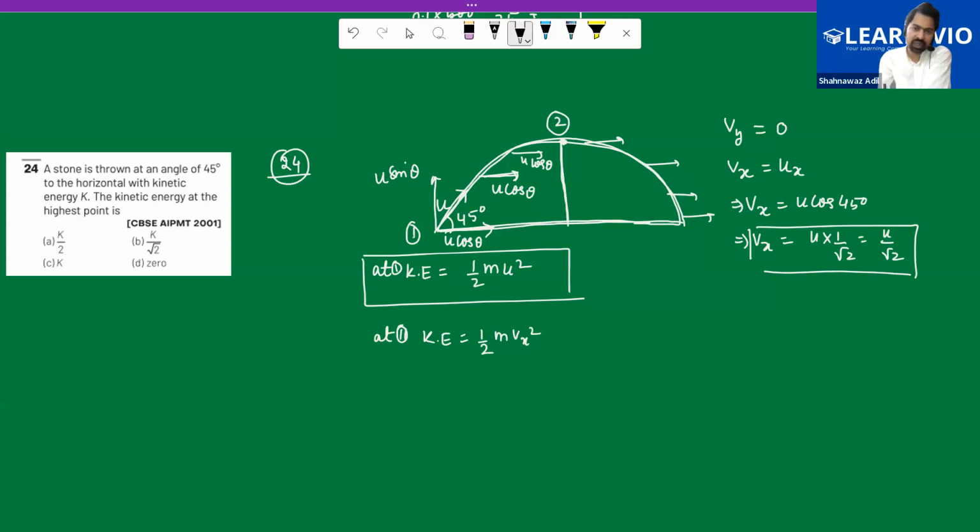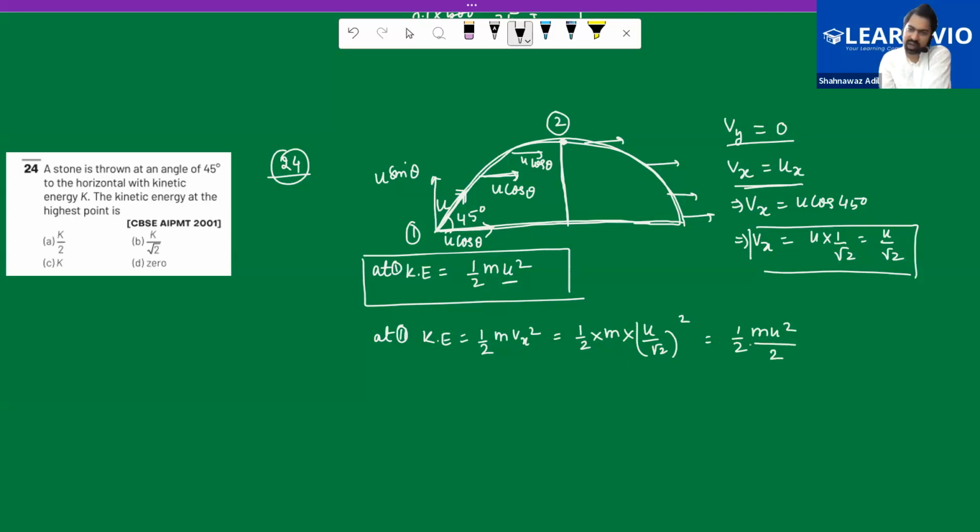Kinetic energy at point 1 had two components, u cos theta and u sine theta. So u was the magnitude, so this was only half m u square. But at this point, the magnitude will have two components, but one component is zero, only this component is zero. So this is half m vx square, and we know that vx square is u by root 2 whole square. So this is half m u square by 2.